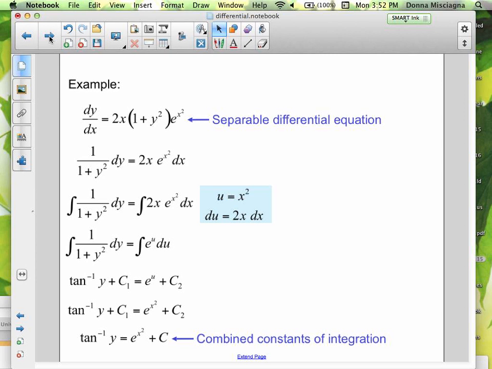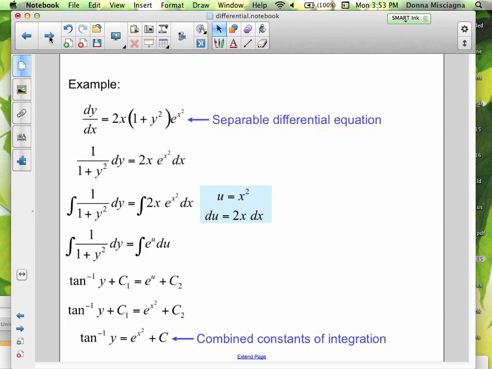And here, this one I have typed up. It's got a lot of stuff going on here. If you notice, our y squared is kind of trapped in there, but we can get that out because we've got three things multiplied. If we divide both sides by 1 plus y squared and multiply both sides by dx, we now have 1 over 1 plus y squared dy equals 2x e to the x squared dx.